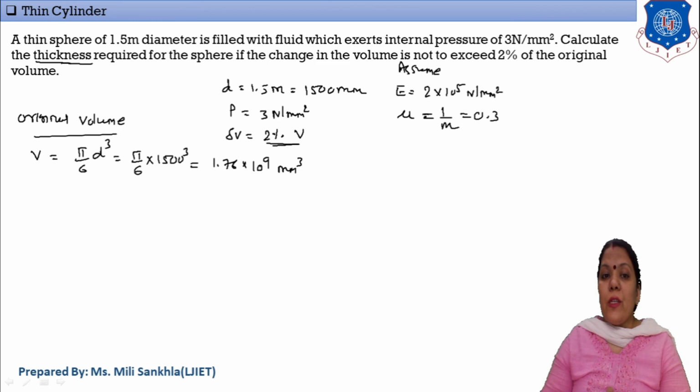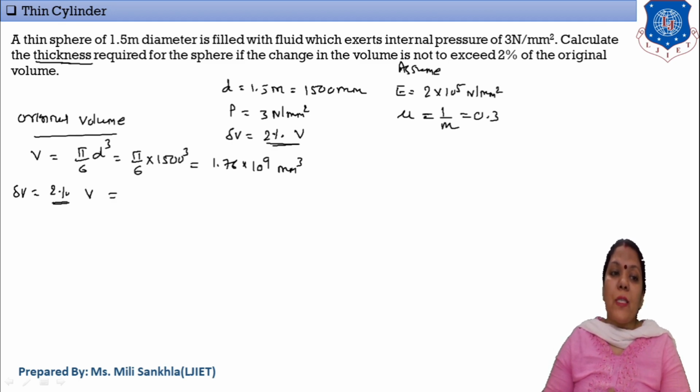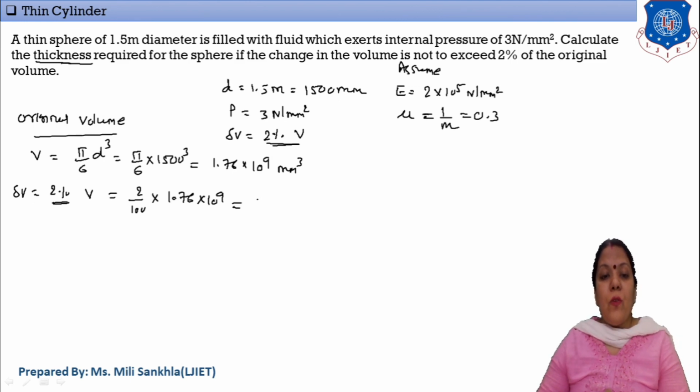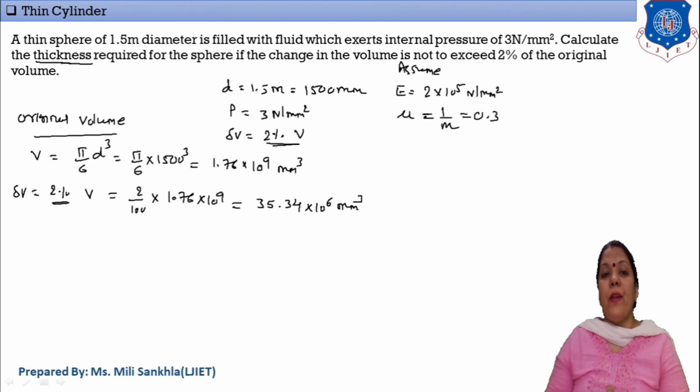Now we find our change in volume, because in this example the relation is given: 2% of our original volume. 2% means percentage is measured on 100, so 2 divided by 100 times our volume 1.76 into 10 raised to 9, and my answer is equal to 35.34 into 10 raised to 6 mm cube. Okay, now we find out the thickness.